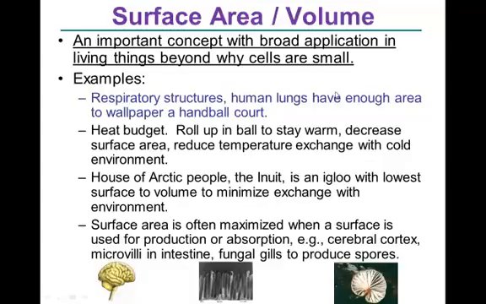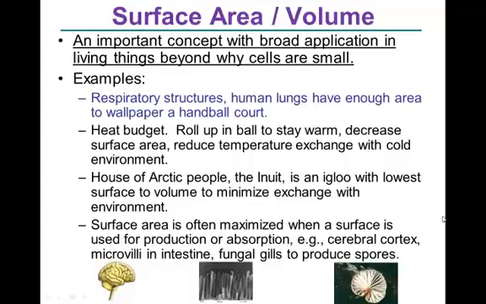A second application of surface area to volume is in thermoregulation. For example, heat budget. If you're very, very cold, then you'll put your arms in and roll up in a ball and decrease your surface area, reducing the temperature exchange with a cold environment. You can also consider the house that the Inuit live in. You might call the Inuit Eskimos. It's an igloo, and that has the lowest surface to volume ratio to minimize exchange with the frigid Arctic environment. Can't get any better than half a sphere in terms of minimizing your surface area.